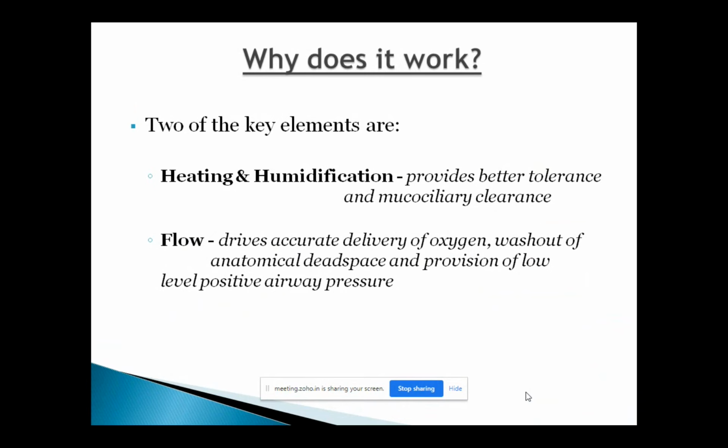Then you may say, come on, how can they manage 30 liters of flow? As I said, the machine can give a flow from 10 liters to 60 liters, but they are not all oxygen. It is a flow, where the machine sucks the room air, heats it, humidifies it, and then gives it to the patient.